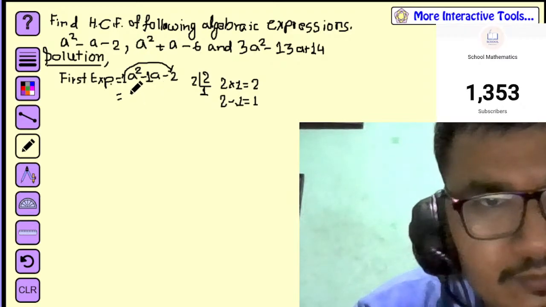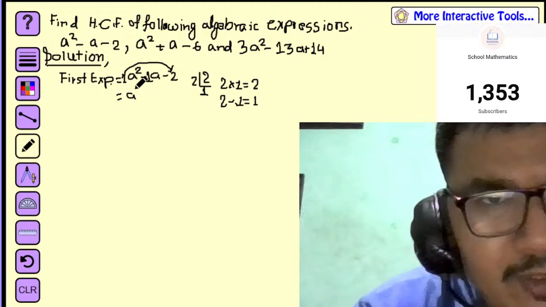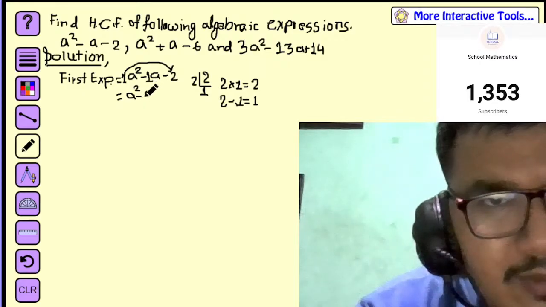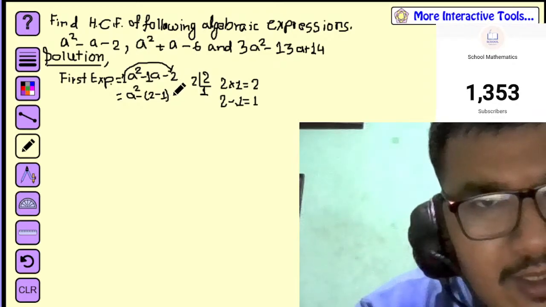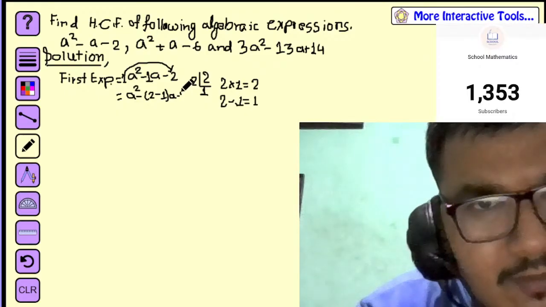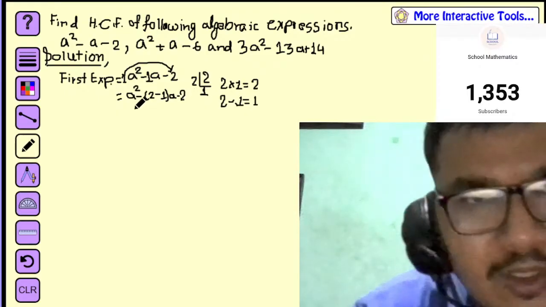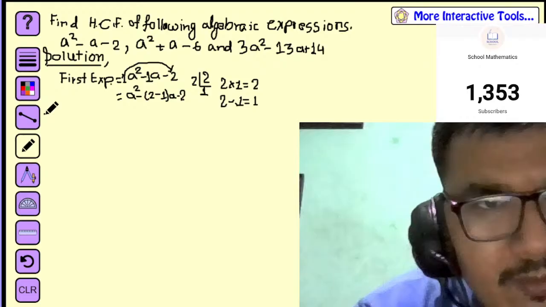Okay, in place of the middle term we have to write, like this, 1a. Here a square, and minus it will be here, and inside the bracket we have to write this 2 minus 1. Okay, 2 minus 1 in bracket and a. Okay, and minus 2 here.